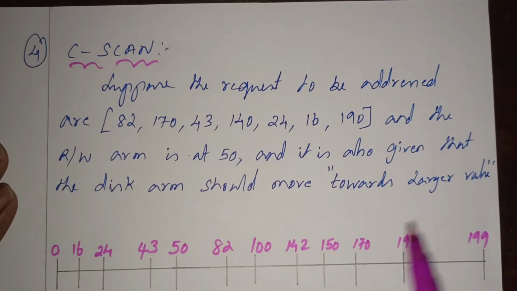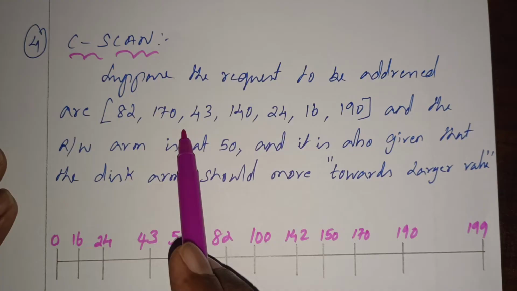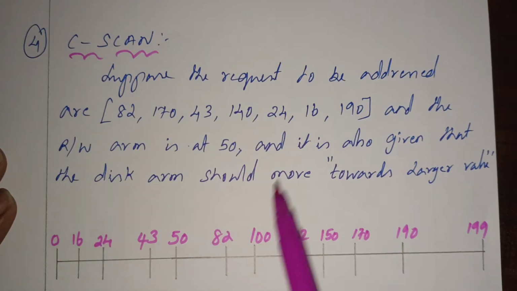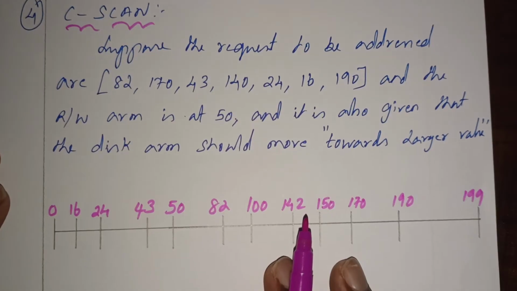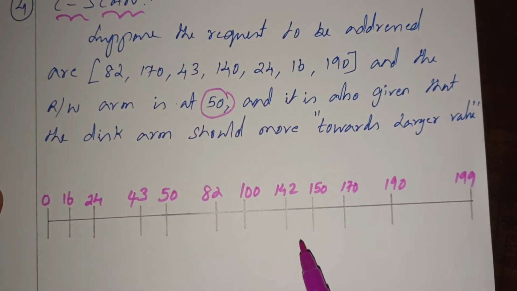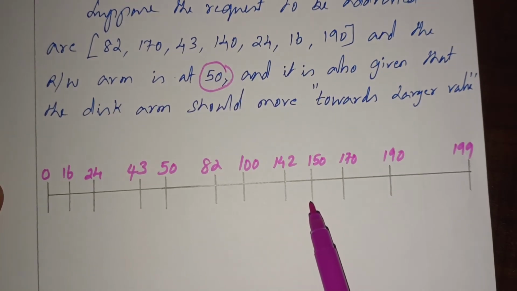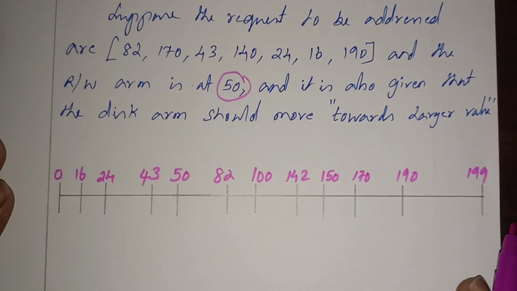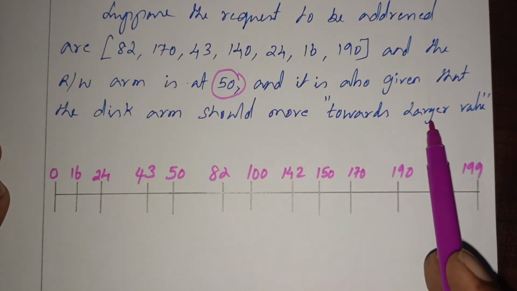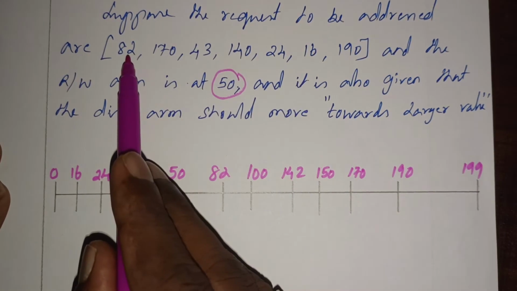The question is clearly given: 82, 170, 43, 140, 24, 16, 190. This is the same example I have taken for the previous three algorithms, and now the arm is exactly at 50. The same positioning, only the algorithm is different. That is the only difference. And it is clearly given that the head will move towards the larger value.